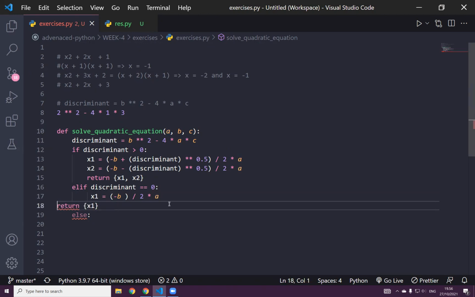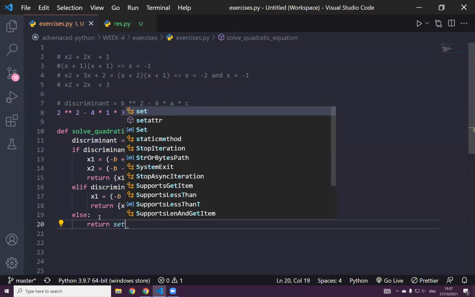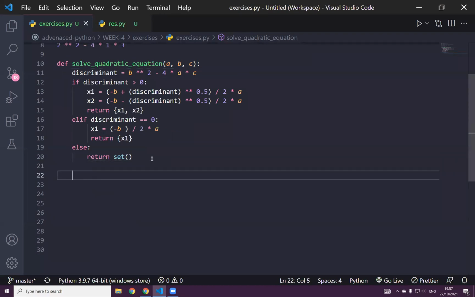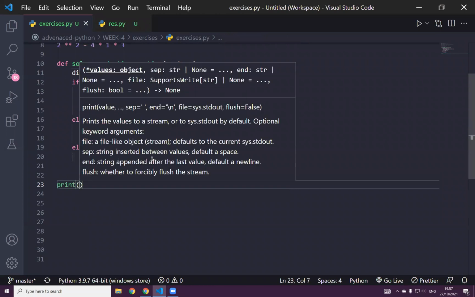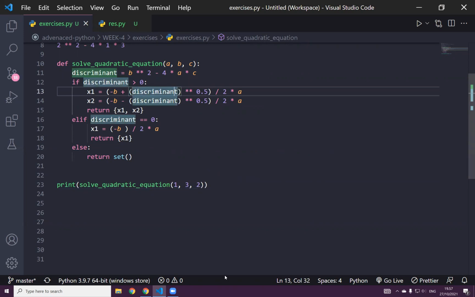For some reason, there's some indentation problem. Okay, else return nothing. So we are returning nothing, and that's going to be an empty set. Just to check now, print solve the quadratic equation, and if I have 1 and 3 and 2, let's see the value for this.